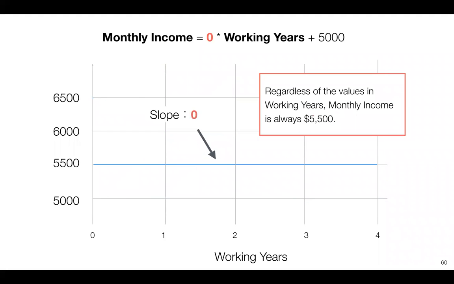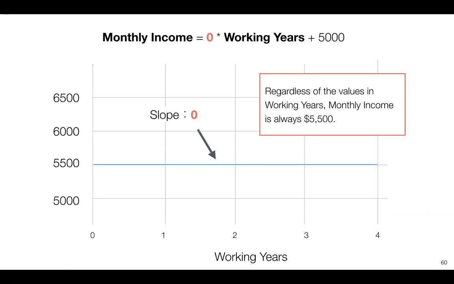And then this slope can be 0. When it's zero, what that means is that regardless of the values in working years, no matter how many years you work, your monthly income is always 5,000. This is a typo. Above it says 5,000, but that should have been 5,500. It's always $5,500. So that's zero.